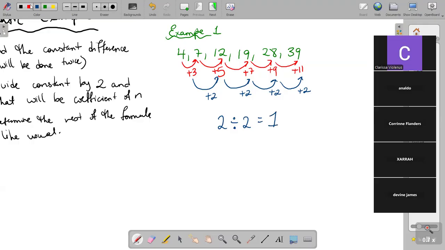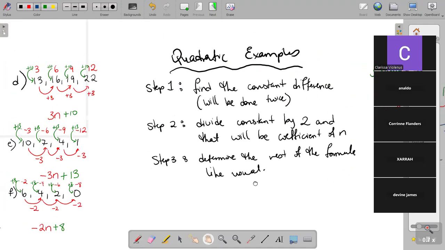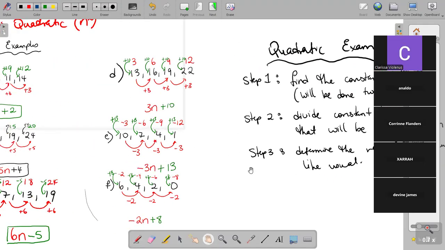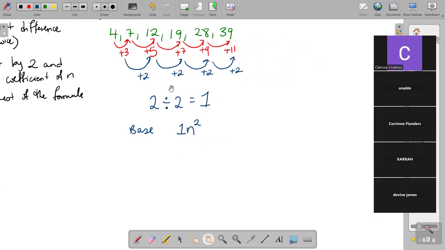1. So the base of your formula now would be 1n squared. And you realize why it can't be 1 and just n by itself. If it was linear, it would have just been 2n. But because it's quadratic and we did it twice, we had to divide the number by 2. And then our n is n squared instead.